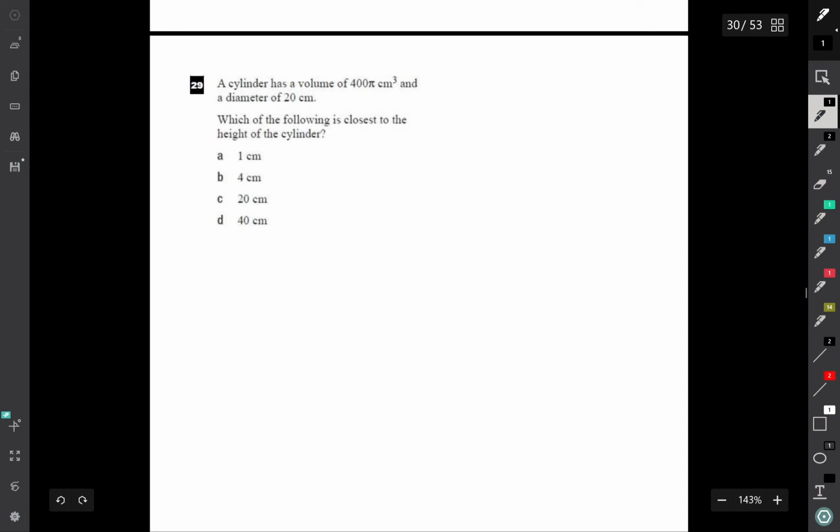29. A cylinder has a volume of 400 pi centimeters cubed and a diameter of 20 centimeters. Which of the following is closest to the height of the cylinder? Again, let's get the formula out. So volume is going to be equal to pi r squared h from your formula sheet. And we want to figure out h, right?